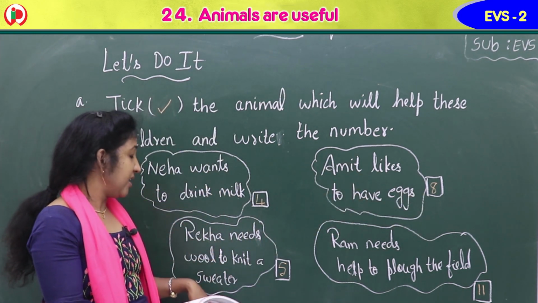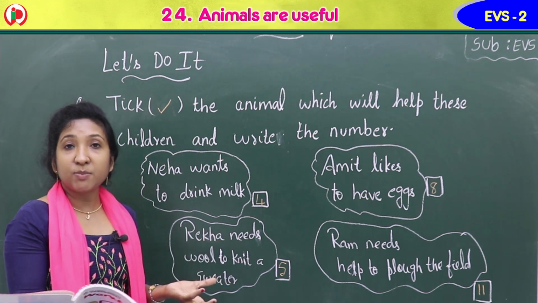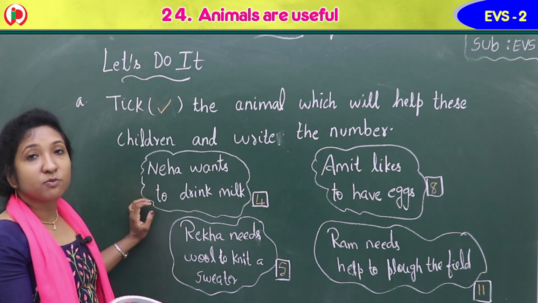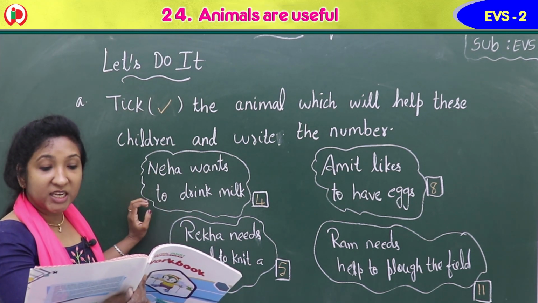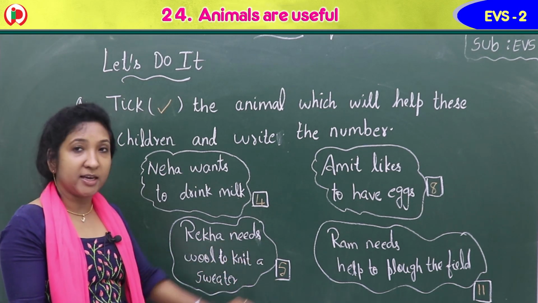So here Rekha needs wool to knit a sweater. So sheep gives us wool. So sheep, rabbit, yak gives us wool. So here we can see the image of sheep. Sheep in which number? 5th number. So you can write 5 here.